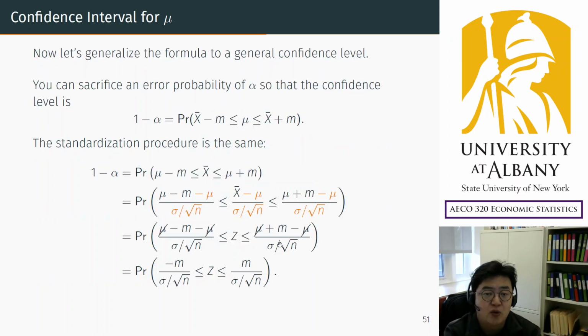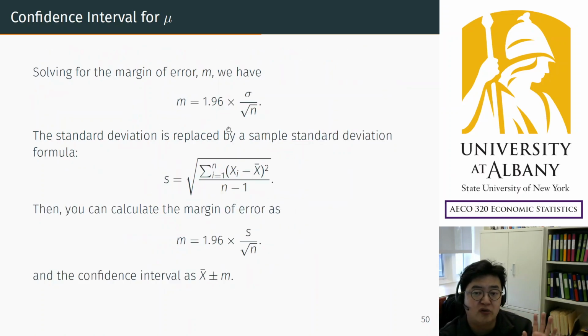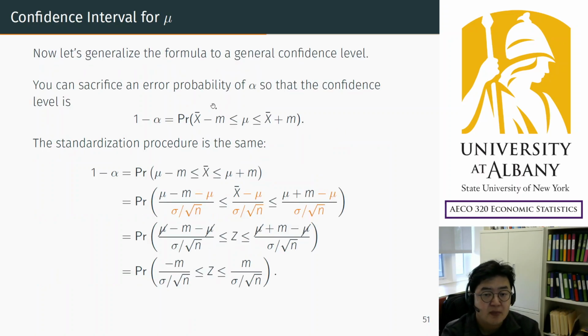Okay? So then let's generalize it. So far we only considered 95%, so we obtained 1.96. But in general, you can write it this way. I just choose an error probability of alpha, or confidence level 1 minus alpha. You choose 1 minus alpha as the confidence level, then you must satisfy this. Then following the same standardization process, you get the same formula.